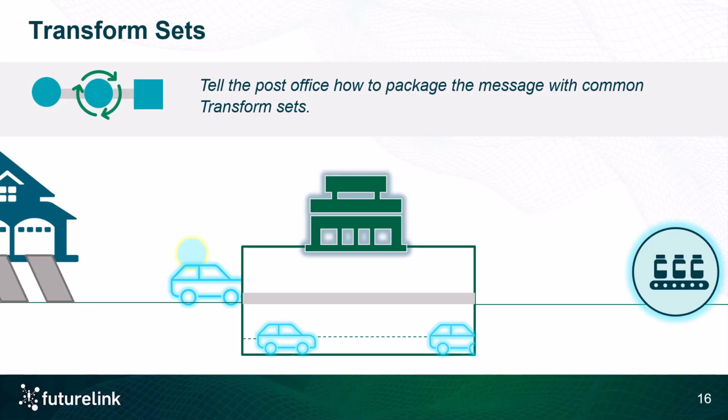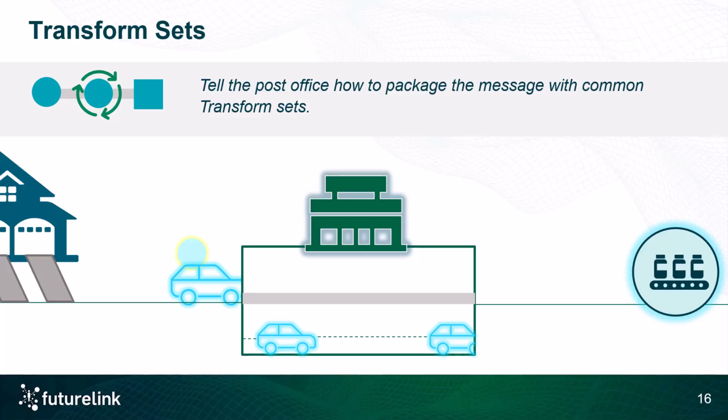Transform sets. Your partner is expecting the information in a certain format. You don't have to worry about what format your partner uses, but you do need to tell the system how to change your data into a common format, a canonical. This is where transforms come in.